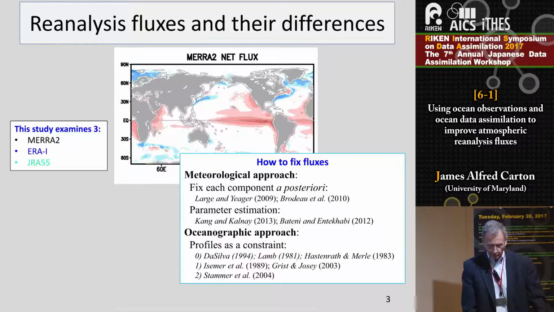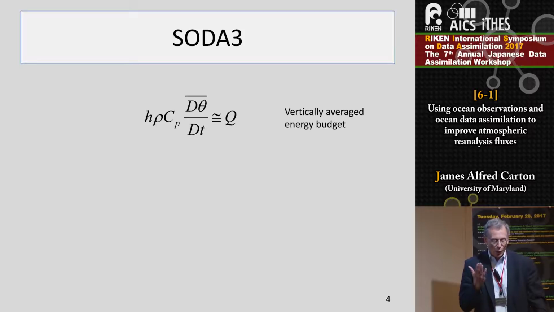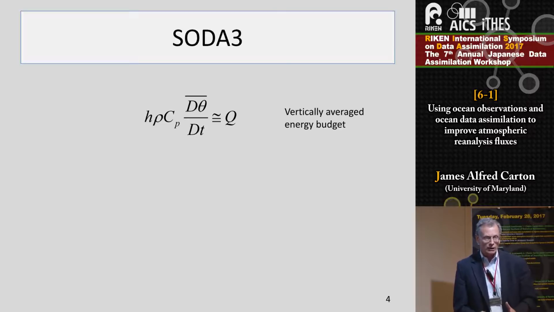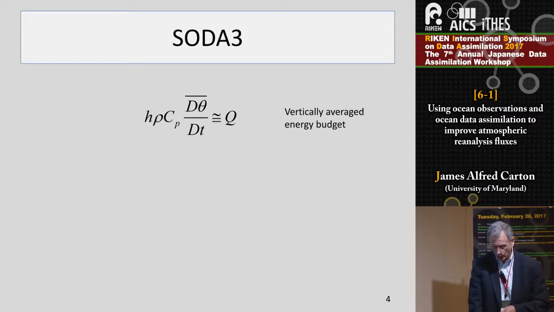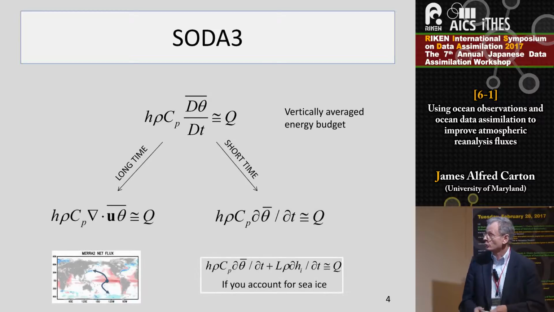Now I'd like to tell you a little bit about oceanography. Of course, an ocean general circulation model is very much like an atmospheric general circulation model. So there's an internal energy budget equation. And in fact, it's very simple. This is the equation right here, where Q is the net surface heat flux, vertically integrated. And there are two limiting solutions to this equation. The steady state solution just has divergence of heat transport on the left-hand side, balancing net surface heat flux.